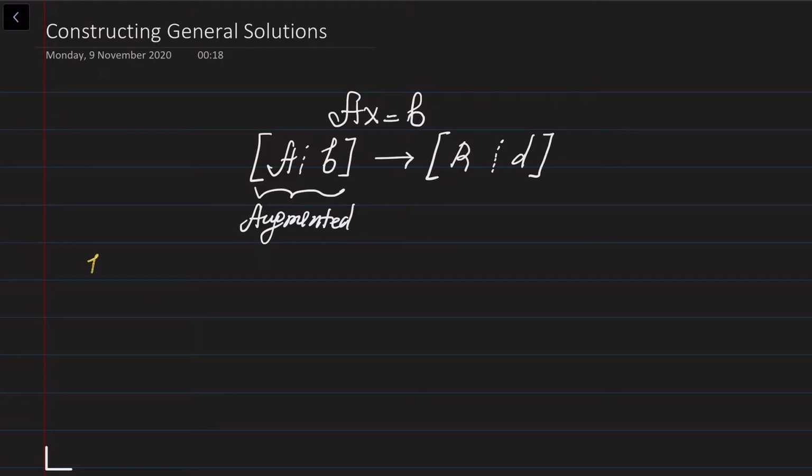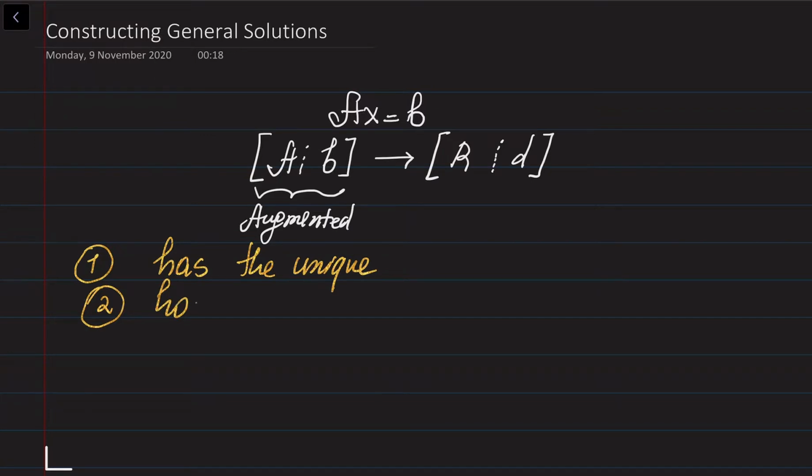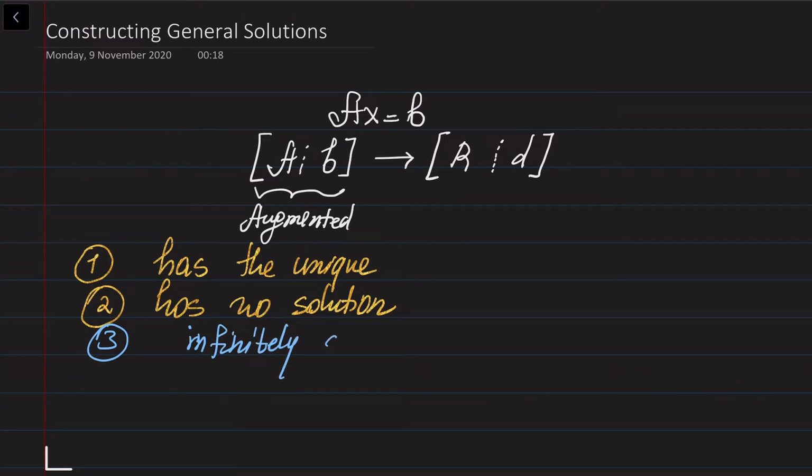So it is possible that we're going to have a unique solution. So essentially the system has the unique solution. It is also possible that the system has no solution. But at the same time, it is possible that the system has infinitely many solutions. When we deal with the unique solution or the no solution, everything is more or less straightforward.